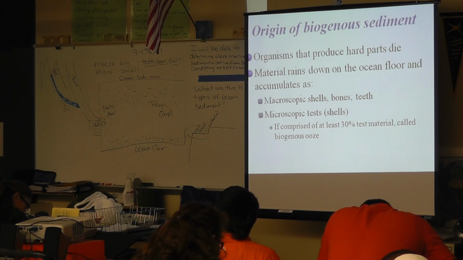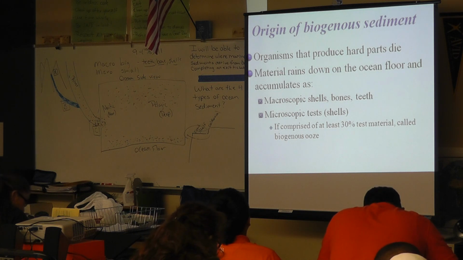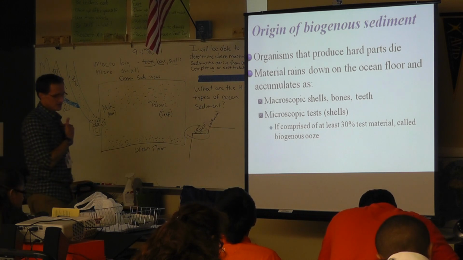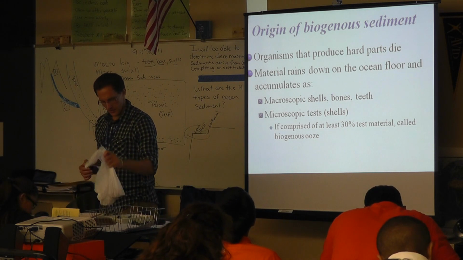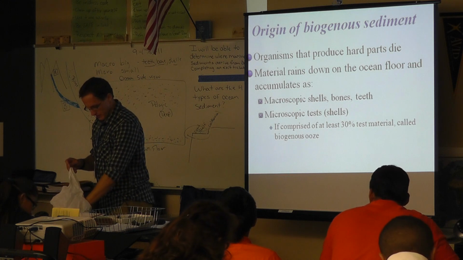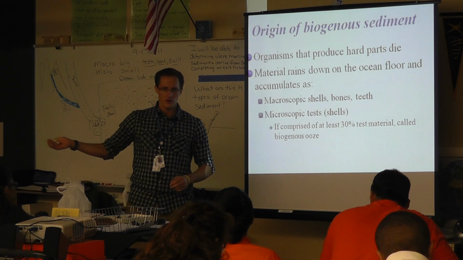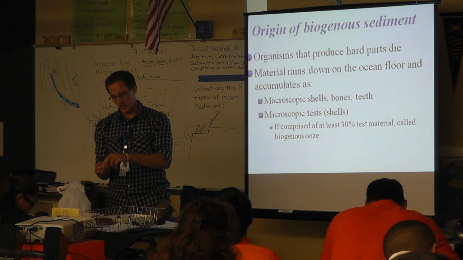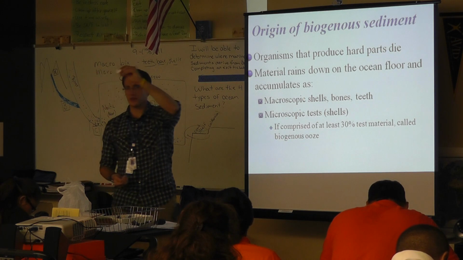So, origins of biogenous sediment. Some organisms have hard materials associated with them. Do we have hard material associated with us? Yeah. What is it? Bone. Bone and teeth. So, in the ocean, you have animals that produce shells or exoskeletons, such as shrimp and crabs and so forth. Well, when these animals die, these materials are left behind.